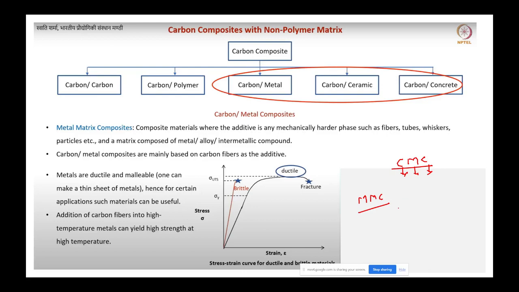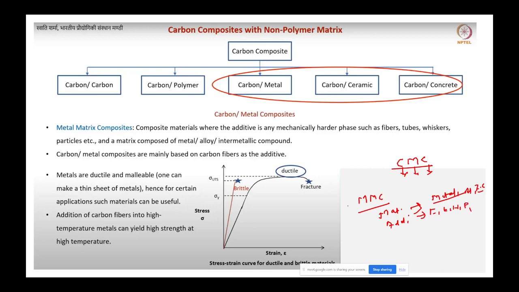Here again you will have the matrix and additives, or you can say reinforcement. In the MMC, basically there is a metal, because it is MMC. At least one component should be a metal, an alloy, or an intermetallic compound. So you can use an alloy, an intermetallic compound, or the metal. As additives, you can use fibers, tubes, whiskers, or any particles, let's say nanoparticles, microparticles, anything.